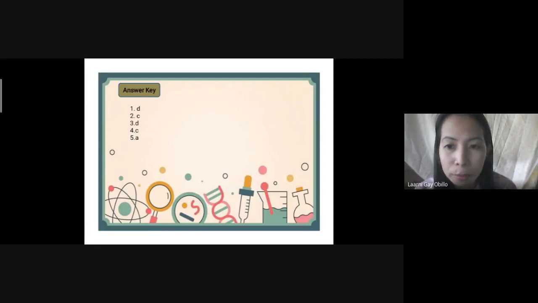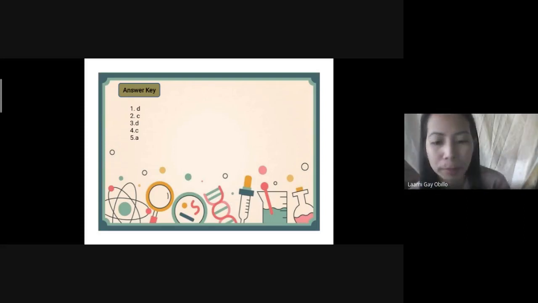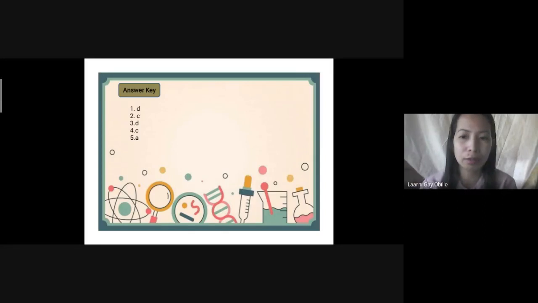The speed of the car increases by 5 meters per second in every second. And for number 5, what is the acceleration of the car whose speed increases from 20 meters per second to 50 meters per second in 5 seconds? The answer is letter A, 6 meters per second squared. Did you understand? Count the number of checks and write your score in your paper so that when you send it to me, I have it.